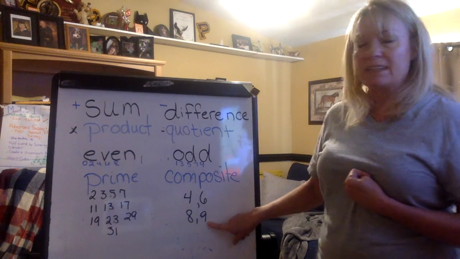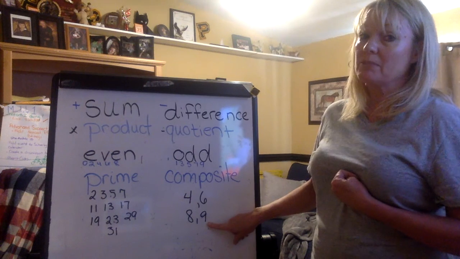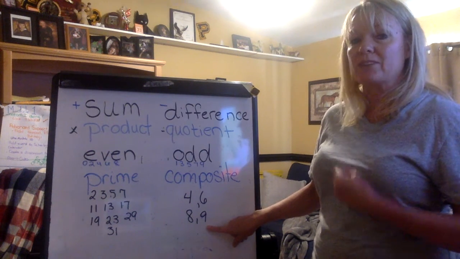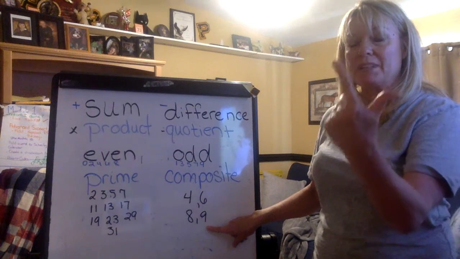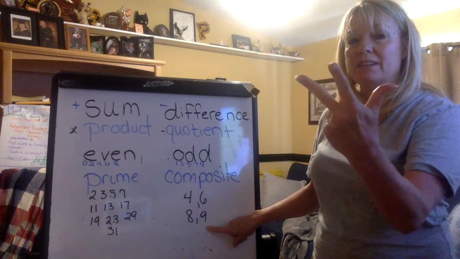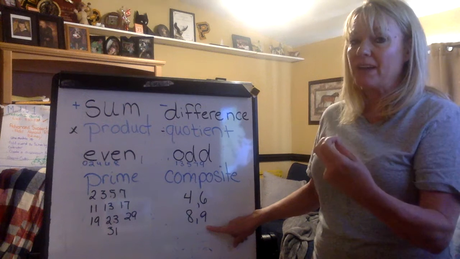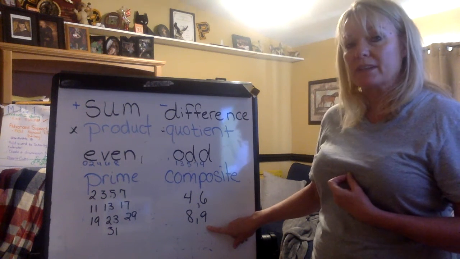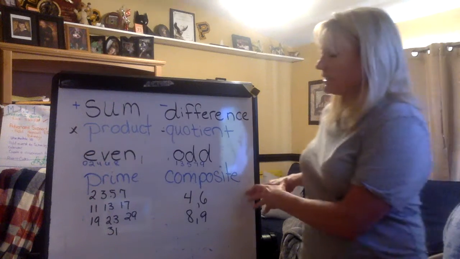9. Now this is funny because sometimes people think that odd numbers can't be composite, but they sure can. 9 has more than 2 factors. It has 1 times 9 and 3 times 3. So it has 3 factors. That gives it more than 2 factors. It makes it composite.